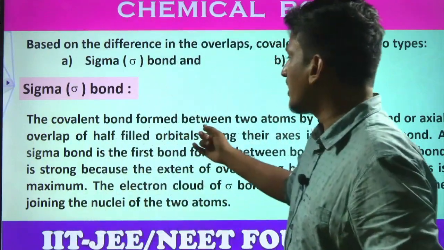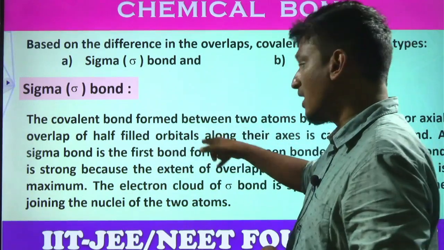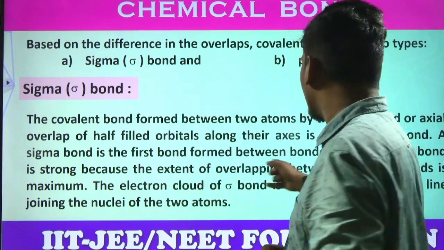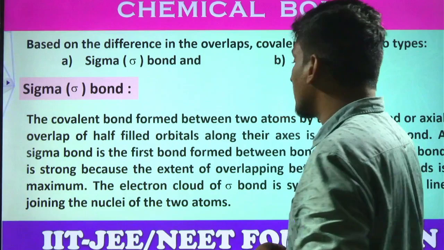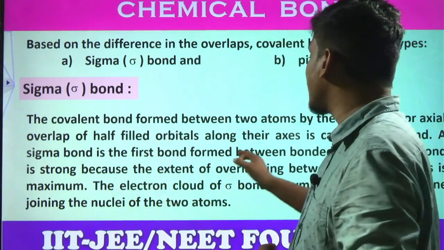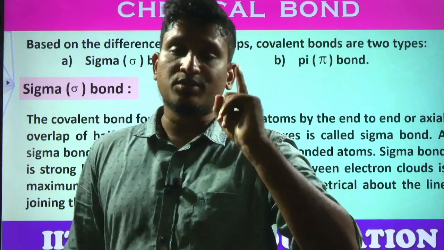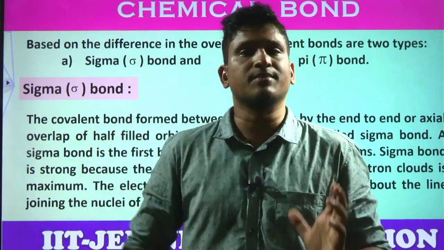Simple. So the covalent bond formed between the 2 atoms by the end-to-end overlapping of half filled orbitals only along their axis is called a sigma bond. Sigma bond is the first bond formed between the bonded atoms. Sigma bond is strong because the extent of overlapping between the 2 electron clouds is maximum. Remember, students, when 2 atoms come closer, definitely the first bond is sigma.